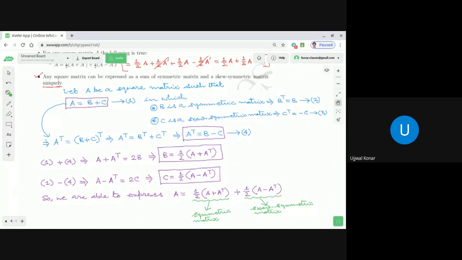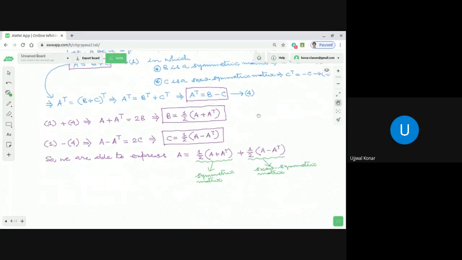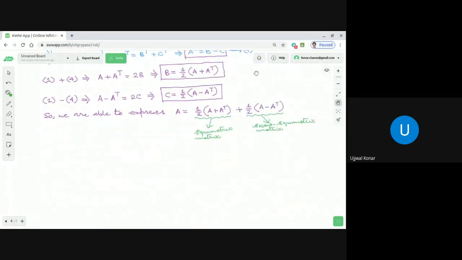How can we ensure that it is not possible to express that matrix A as a sum of a symmetric and a skew-symmetric matrix in two different manners? To establish this kind of proof, we take the route of contradiction. That means we assume that it is not a unique manner. So what are we going to do?